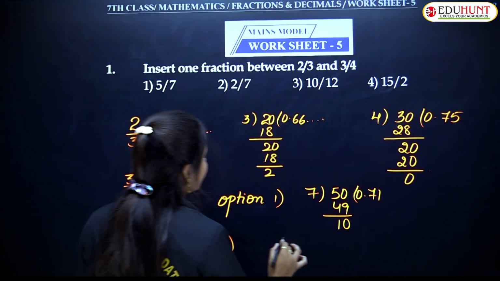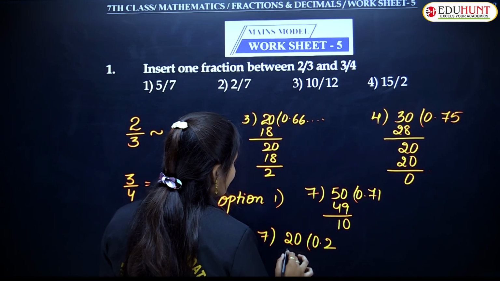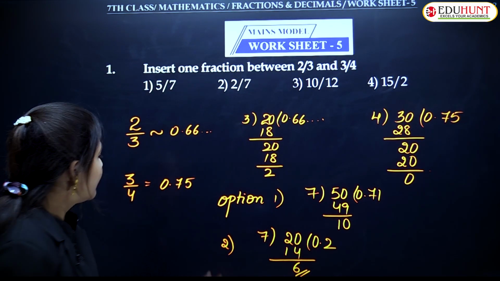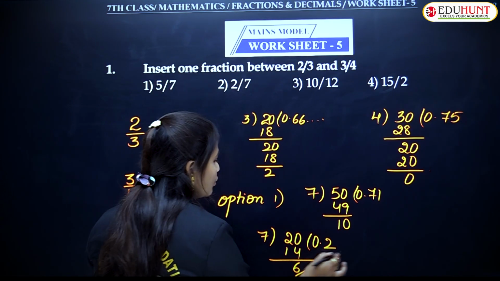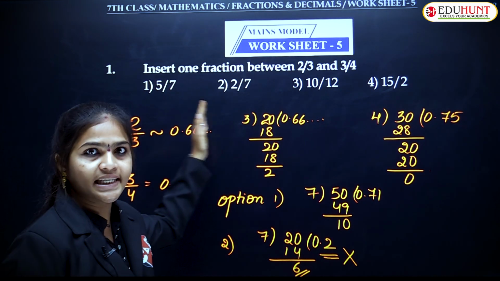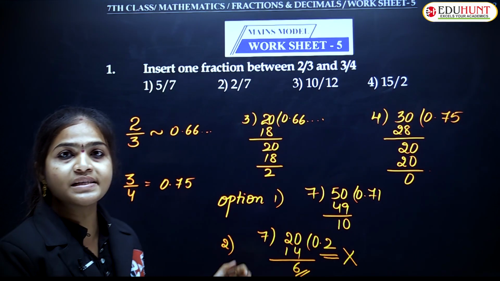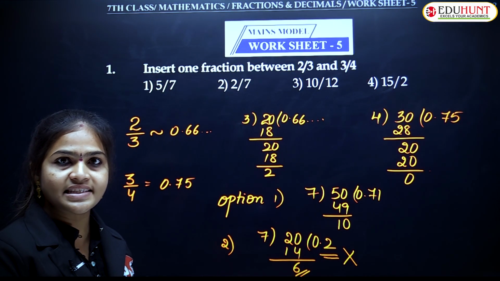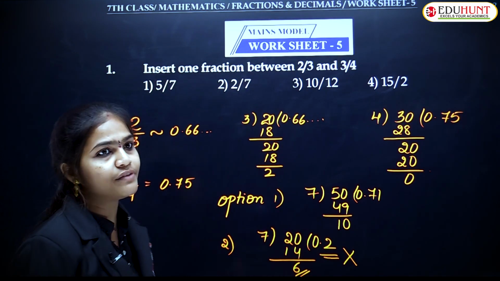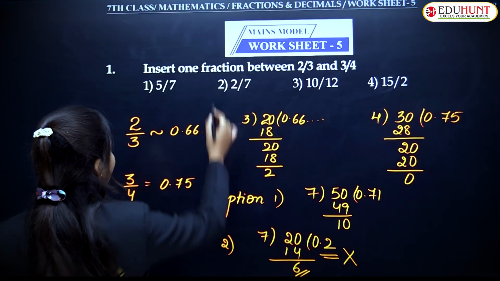Let us see option 2. 2 divided by 7. 7 twos are 14, and the leftover is 6. This is equal to 0.2, so this is not satisfying, because 0.2 is less than 0.6. We need 0.66 to 0.75, which means 0.67, 0.68, 0.69, 0.7, 0.71, 0.72, 0.73, 0.74 up to 0.75. So the first one is satisfying and the second one is not.